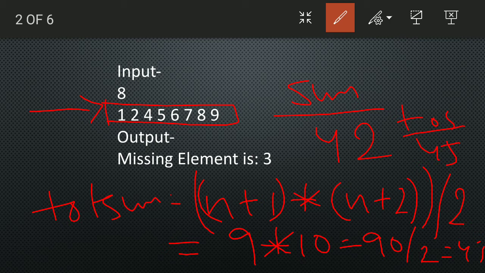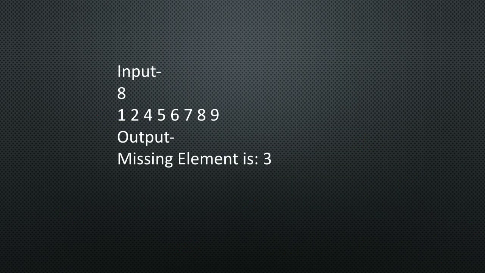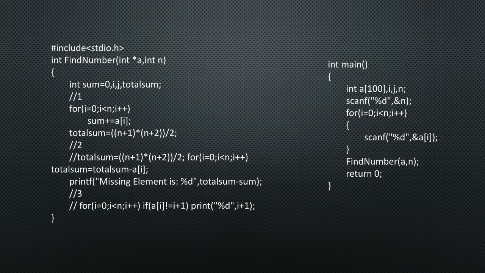So what is our missing element? That is nothing but the total sum minus the sum, which is 45 minus 42, which is 3. So our output is 3. So the missing element is 3. That's it. This is a very easy question. We need to find the missing element. Going for the next question.